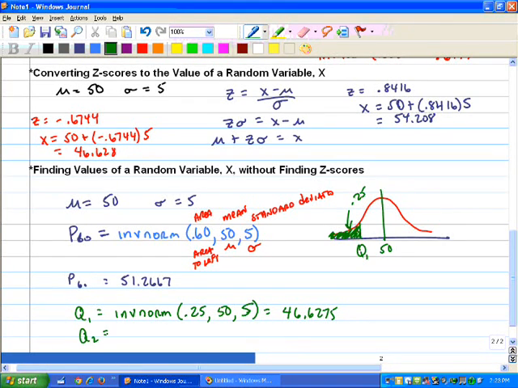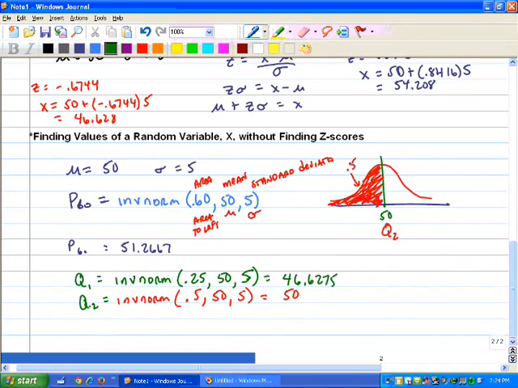Q2, recall we said is the mean, but let's verify that. It is the point on the curve where the area to the left under the curve is equal to 0.5. So we should get 50, which is our mean for this distribution. Our area is 0.5, our mean is 50, our standard deviation is 5. Second vars, inverse norm, 0.5, comma 50, comma 5, and we get exactly what we expected to get, 50. Our Q2 is 50.